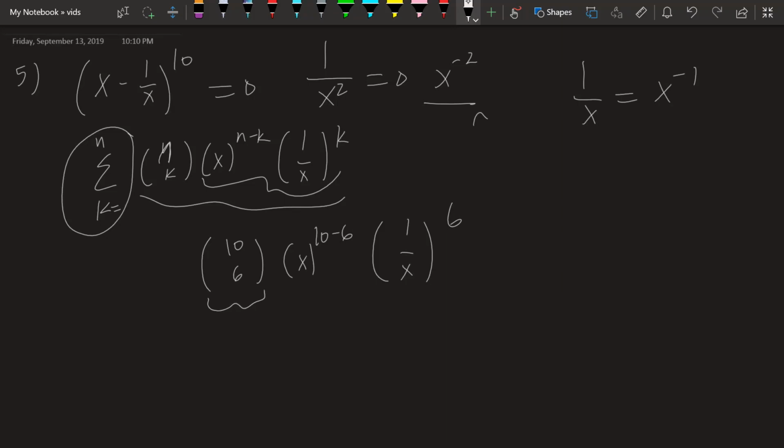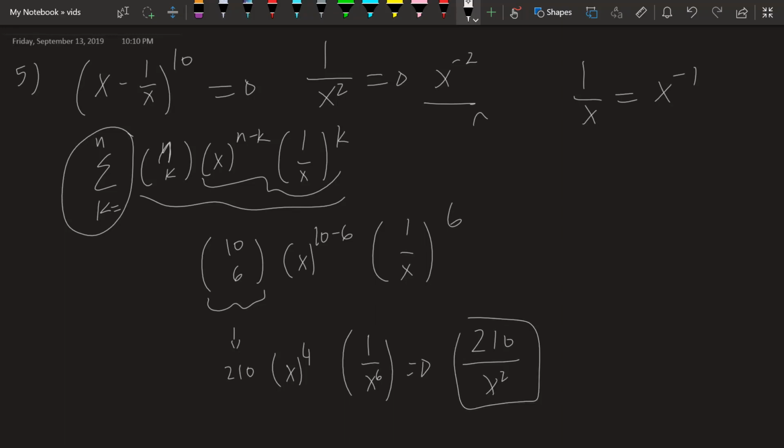Right? Now, 10 combination 6, you can use a calculator. That's 210. x raised to the power of 10 minus 6, which is x raised to the power of 4, and 1 over x raised to the power of 6, right? This just simplifies to 210 over x squared. And that is your answer.